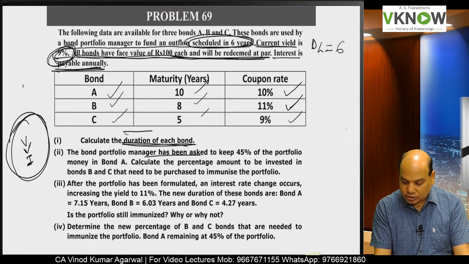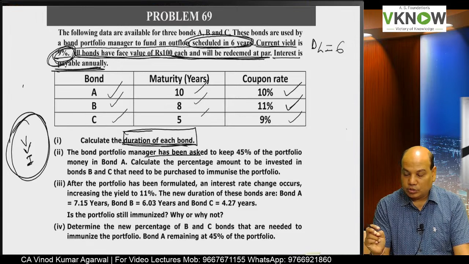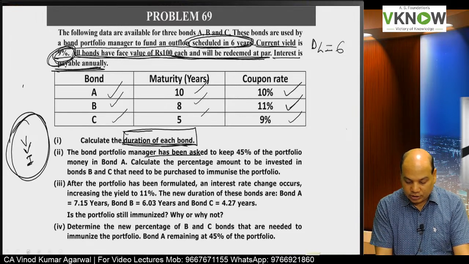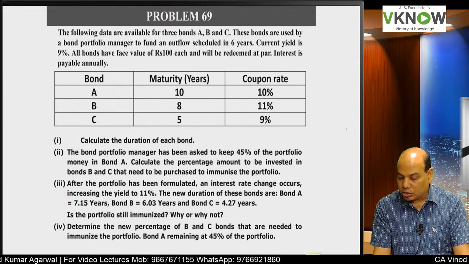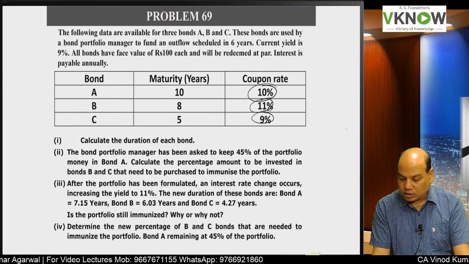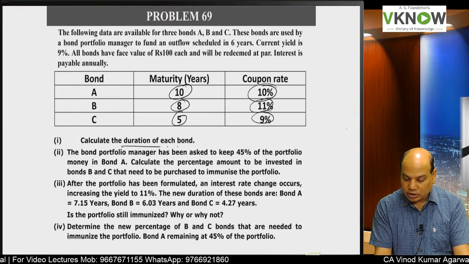So first question is, like the previous problem, you have to find the duration of each bond. So that will take a lot of time. Very time consuming question, because these are all coupon bonds and the life is also 10, 8, 5. So you will have to work hard and get the duration.